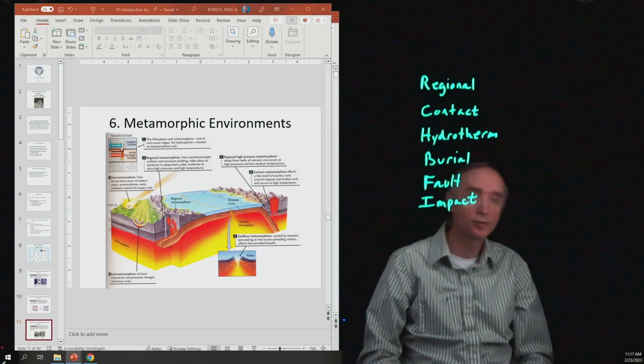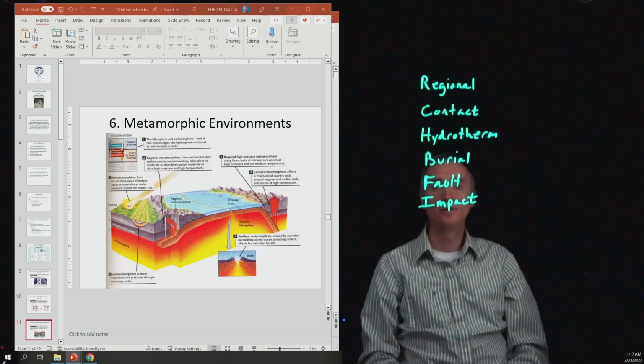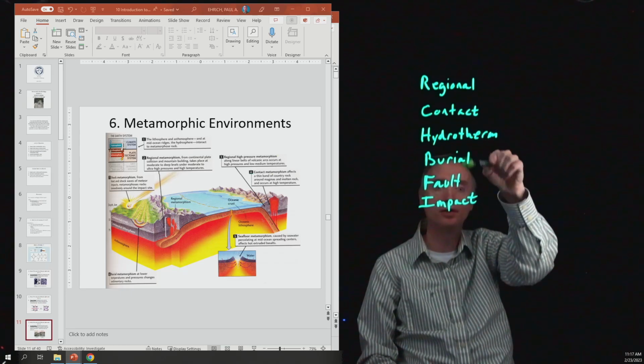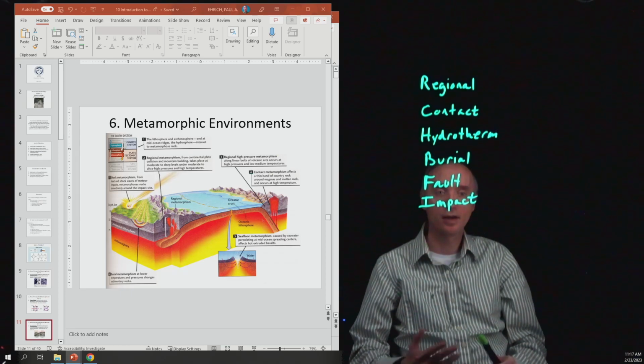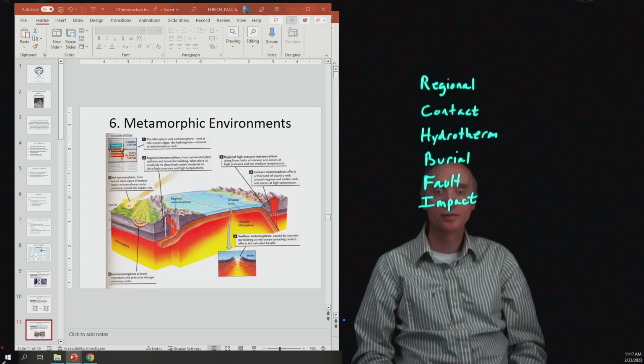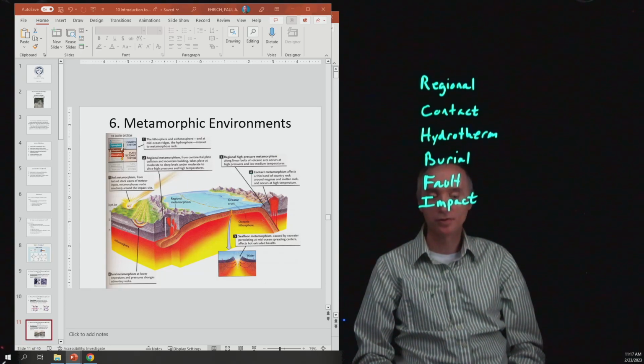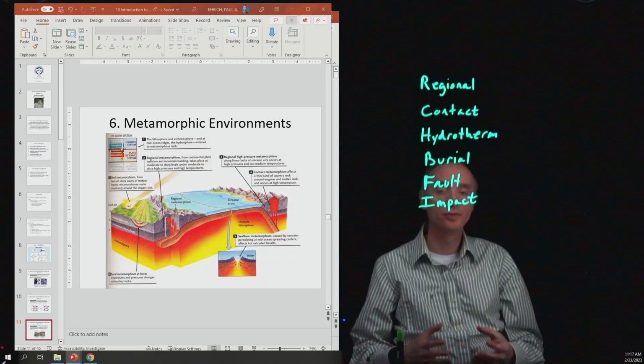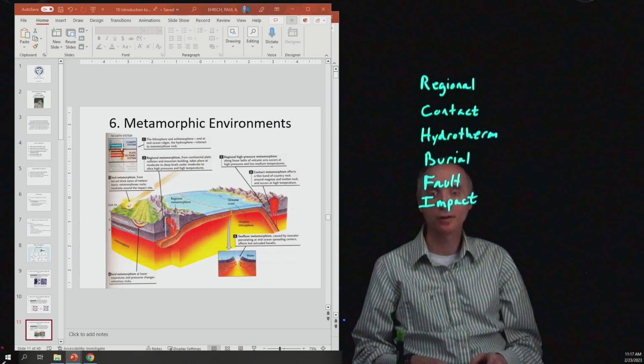Hello and welcome back. Now we want to talk about the different kinds of environments in which rocks are metamorphosized. And so I've got written here the different ways that they are metamorphosized. So let's first talk about regional metamorphism. For regional metamorphism, you're going to need to have both heat and pressure. And so there are several different places where that can occur.